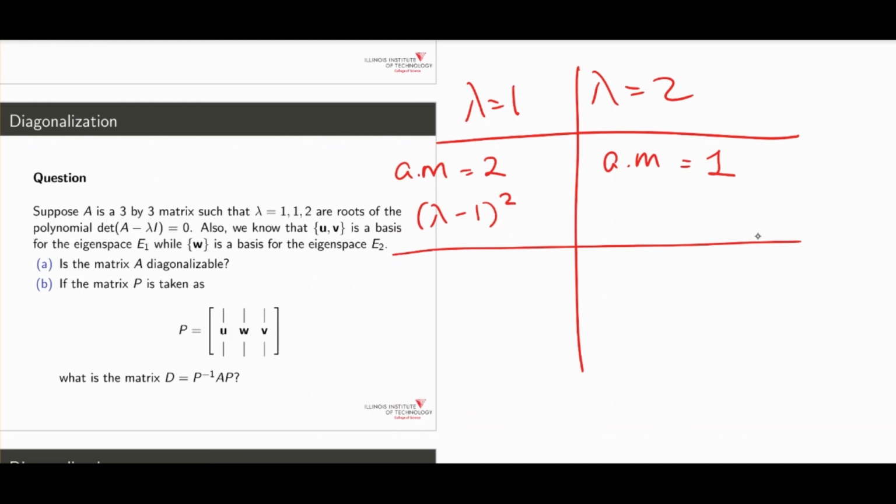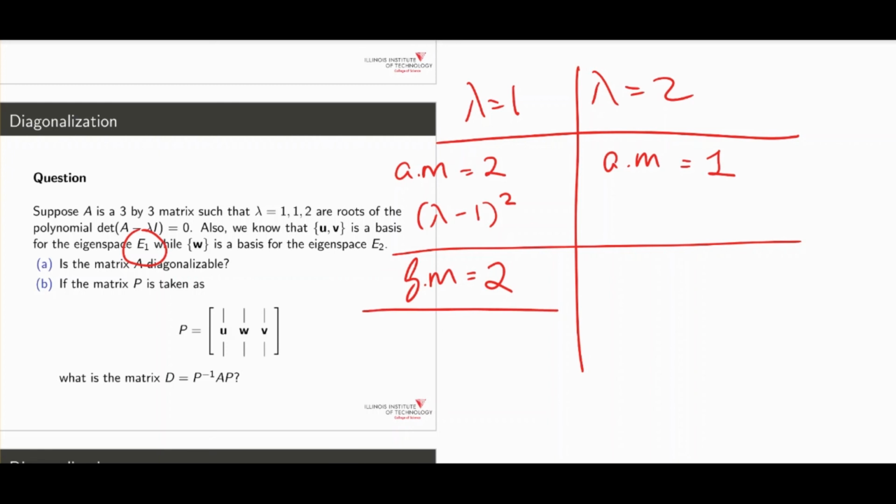We have to make sure that the geometric multiplicity for lambda equals 1 is 2 if it is diagonalizable. Do we have that? The question tells you that the set U, V is a basis for this eigenspace. Geometric multiplicity for the eigenspace is defined as the dimension of that vector space, and the dimension of that vector space is the number of vectors in the basis. So this is telling you that this is 2.